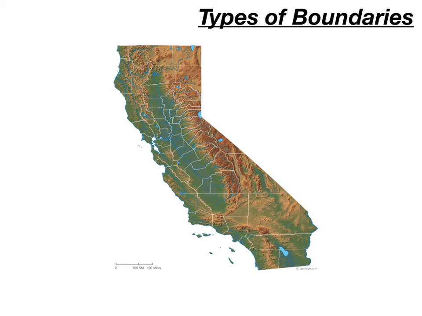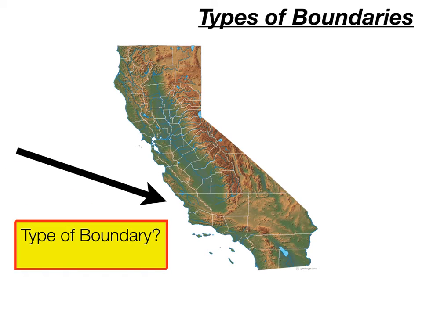So there's really 2 major types of boundaries that we're going to discuss. The first type is created by a physical feature or a feature of the land, and the second is just arbitrarily drawn by humans. The first type we can see on the west coast of California here, and we can tell obviously by the shape that it is a physical boundary. That type of boundary is called a physical political boundary.